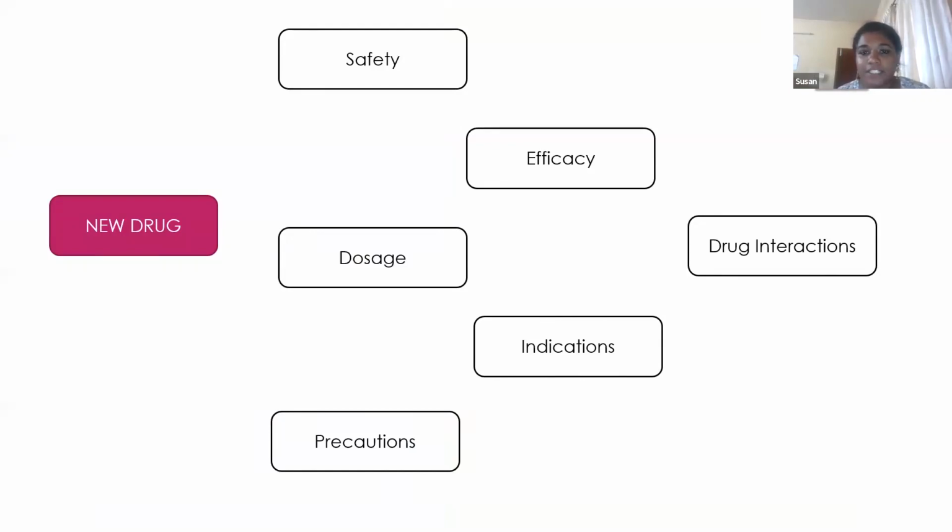How effective is it? If I give it to 100 people, are all 100 going to get cured, or are they going to get better? What dosage can I give so that they will not have other side effects? What are the indications, when should I give this drug, and what are the precautions? As ma'am has rightly mentioned, what we need to focus on in the study is the most important thing when we take a new drug.